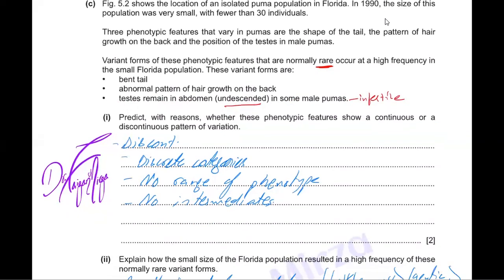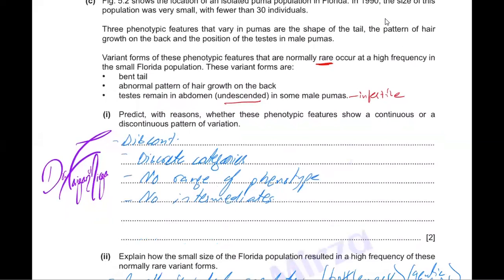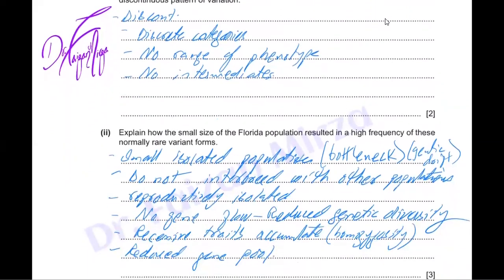That basically would make the puma infertile, because if the testes are not descended, the sperms won't be made there. So predict, with reasons, whether these phenotypic features show continuous or discontinuous variation. So yeah, it's a discontinuous variation because these are discrete categories. There's no range of phenotype and no intermediates, either this or that. So that's pretty straightforward.